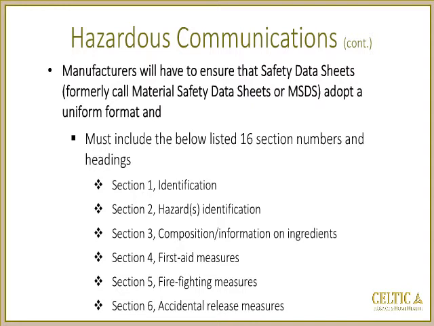Section 1 deals with identification, which includes the product identifier used on the label and any other common names or synonyms by which the substance is known, manufacturer or distributor name, address, phone number, emergency phone number, and recommended use. For example, a brief description of what it actually does, such as a flame retardant, and any restrictions on use.